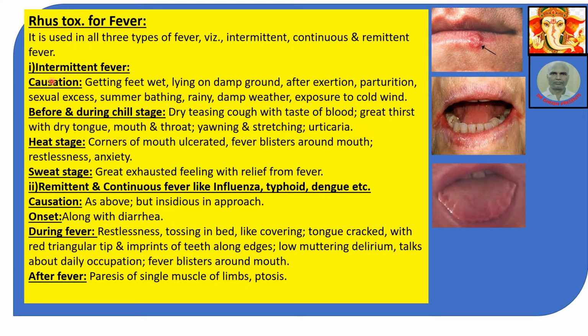Actually, intermittent fever has 4 stages: chill, heat, sweat, and finally release. That is remissions. Now these stages will be described step by step. Before and during chill stage: dry, teasing cough with taste of blood, great thirst with dry tongue, mouth, throat, that is, everything is dry, yawning and stretching, urticaria.